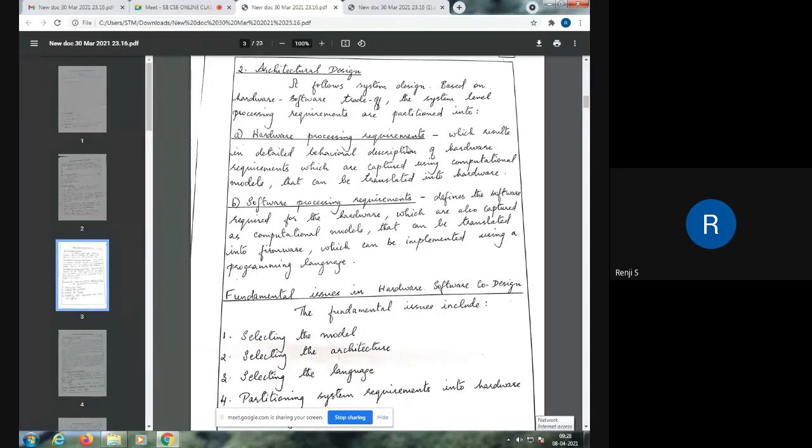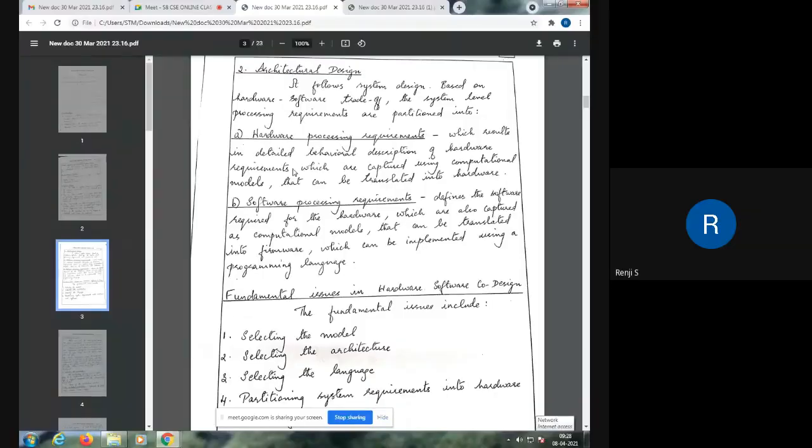So hardware processing requirements result in the detailed behavior of hardware requirements, which are captured. That is, the hardware units required for building the embedded product are captured in the hardware processing requirements. To show it diagrammatically, to design a system you need certain diagrammatic representations, usually the computational models. The hardware requirements are transformed into computational models, and these computational models are nothing but design diagrams. Looking at the diagrams, they can be directly translated into hardware.